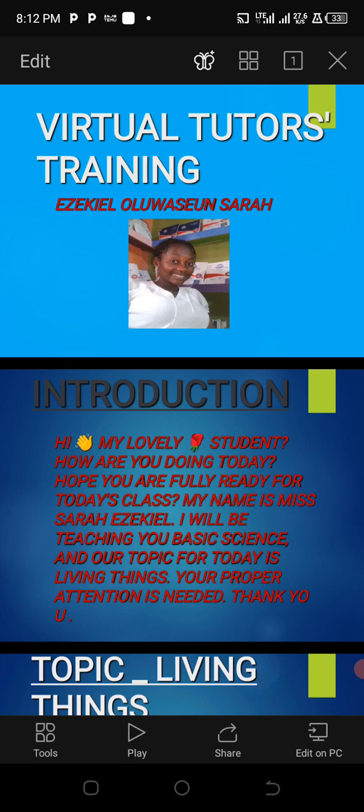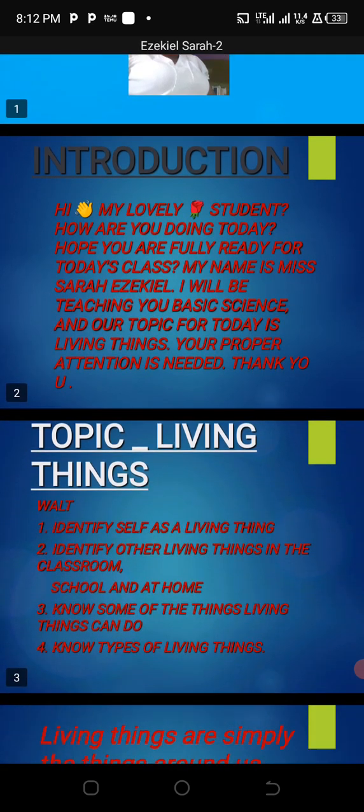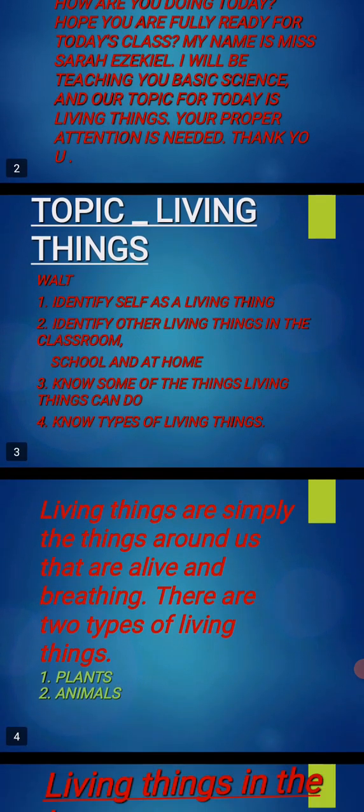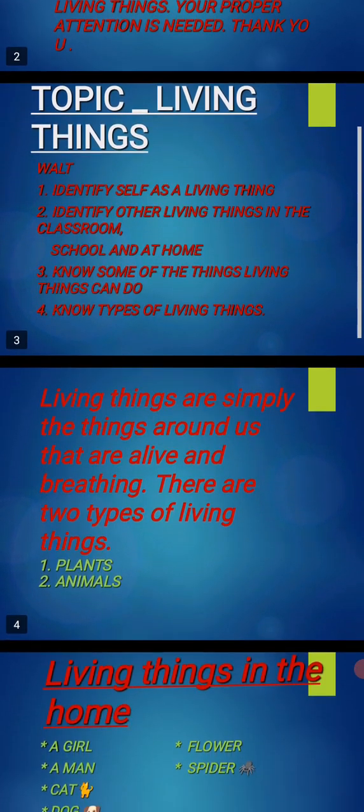I'll be teaching you basic science, and the topic is living things. What are we going to achieve at the end of this tutorial? Number one, we are learning to: one, identify self as a living thing. Two, identify the living things of the classroom, school, and at home. Three, know some of the things living things can do. And four, know types of living things.